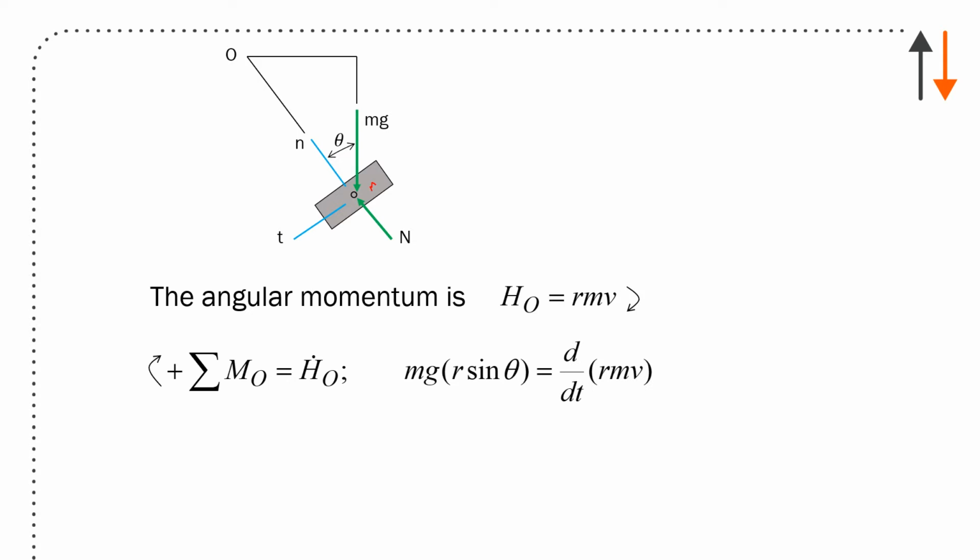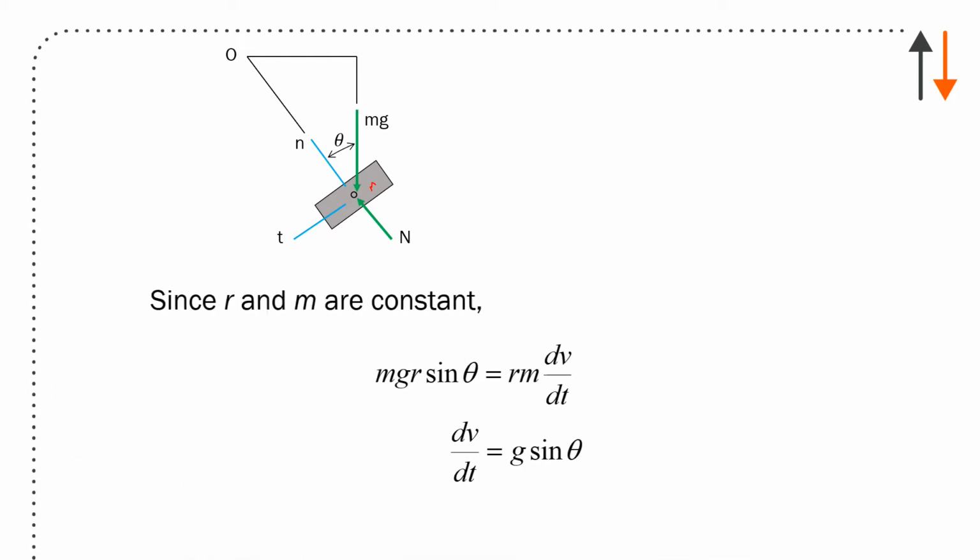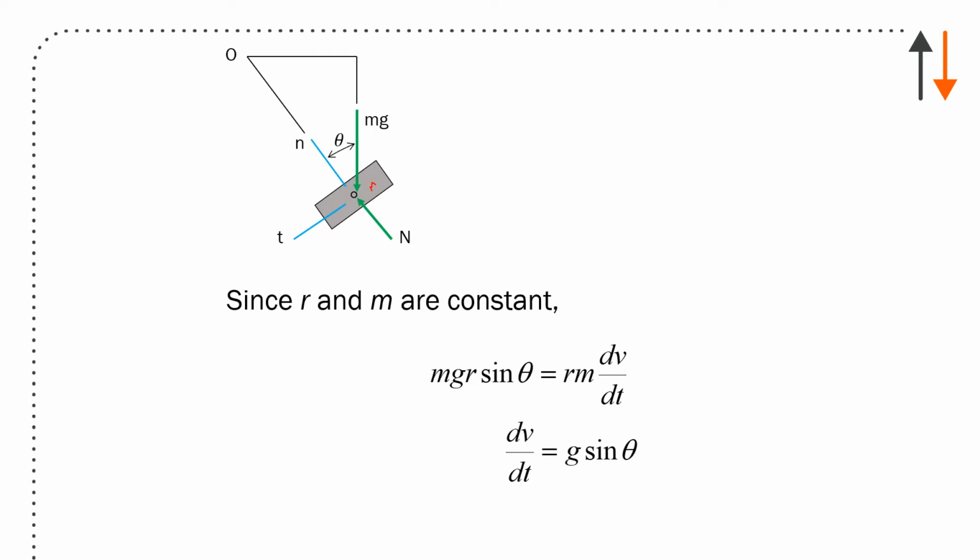The angular momentum is just going to be H_O = r m v. And in this case, the only thing causing any type of moment is going to be the weight. So it's m g r sin theta. mg acts downward, the moment arm is over here, and that is going to be the rate of change of angular momentum. Since both r and the mass are constant, I can write that as dv/dt. And since this is sliding down a ramp, if I calculate it, I'll find it's g sin theta.